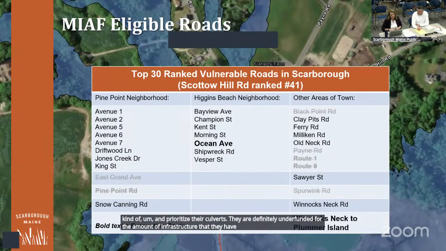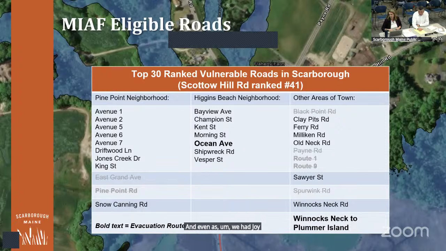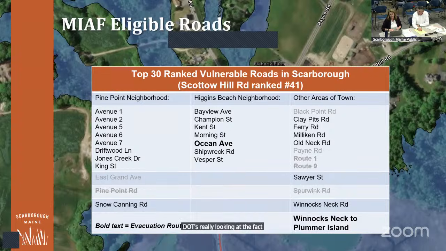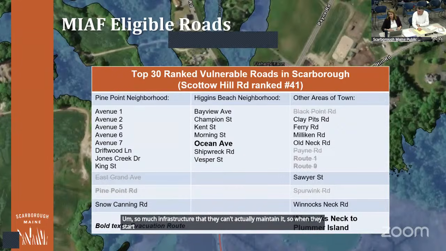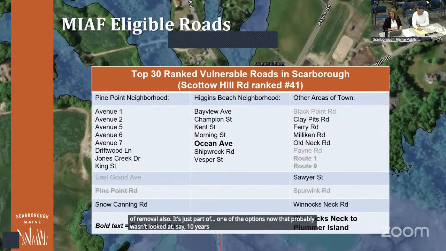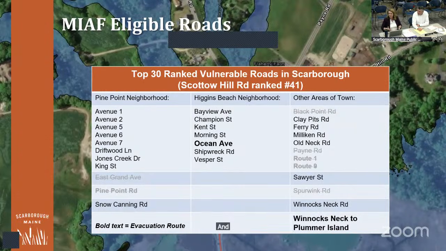And in conversations that we've had through regional PAX meetings, and even as we had Joyce Taylor, the deputy commissioner from DOT at transportation, DOT is really looking at the fact that they have so much infrastructure that they can't actually maintain it. So when they start looking at vulnerable roadways and culvert crossings, they're actually now considering options of removal also. It's just part of one of the options now that probably wasn't looked at, say 10 years ago, wasn't in their vocabulary. And now it has to be considered because they just can't consistently maintain all.